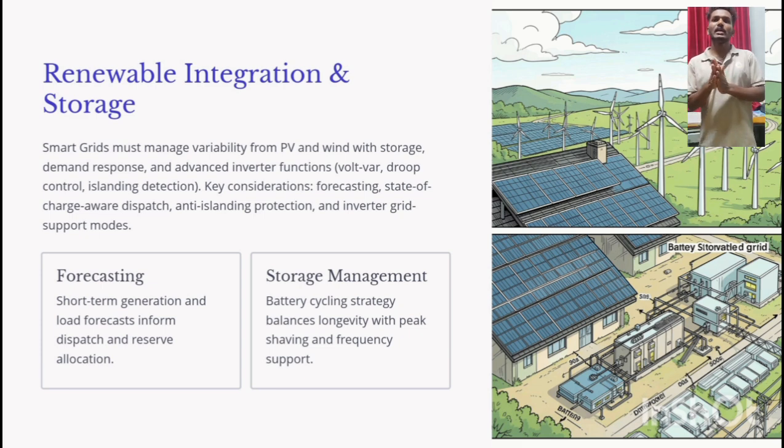In storage management, batteries are used in peak shaving, frequency support and balancing the grid performance. Then advanced inverter functions, like droop control, islanding detection and grid support modes. And we can also use demand response, adjusting the consumers' usage to stabilize the grid.